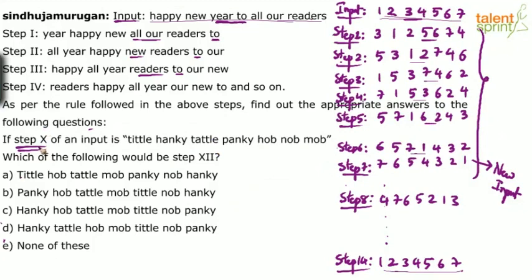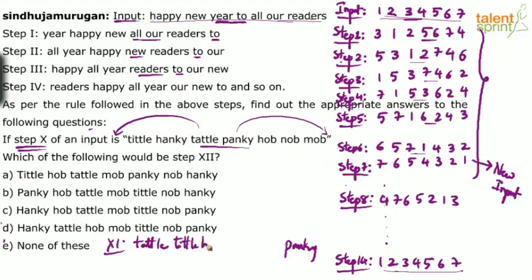Now to get step 11, what should we do? Step 11 is an odd step. In odd steps, we are moving 3rd and 4th positions. So in step 11, tattle will come to the first position, panky will go to the last position. So what will be step 11? The 11th step will be tattle, then panky will be the last word, and then it will have tittle, hanky, right? Tattle, tittle, hanky, and hob, knob, mop. This is 11th step, but what is he asking us to find out?